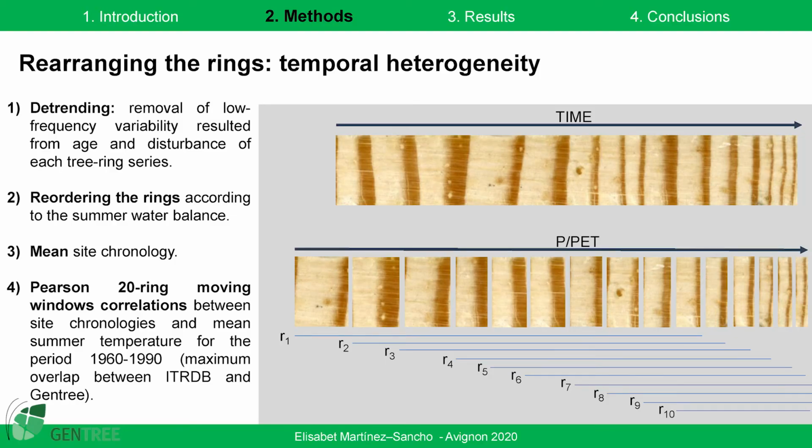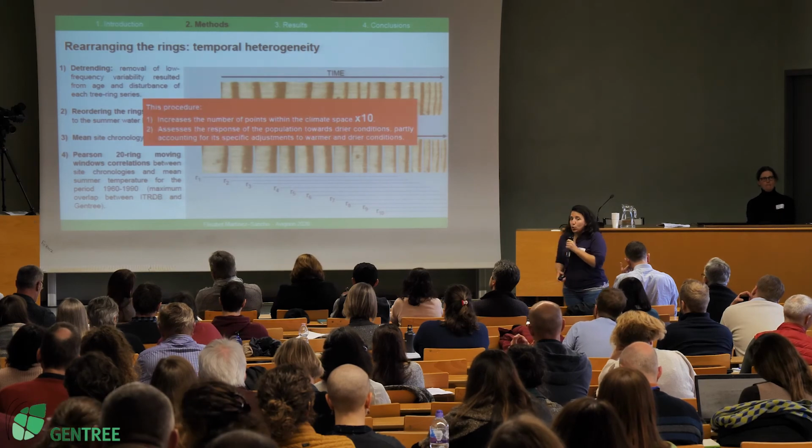Once we have all our rings on our new time series, we calculate Pearson correlations between this new series and summer temperature. And we do this for the period 1960 to 1990, because there is a higher overlap between the ITRDB datasets and the GenTree, but also it is a period where there is a higher increase in temperature. Why do we do that?